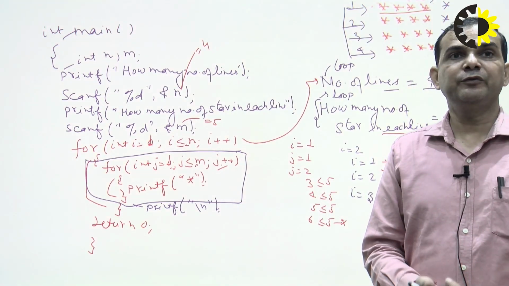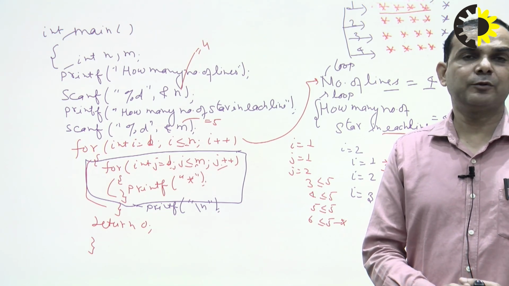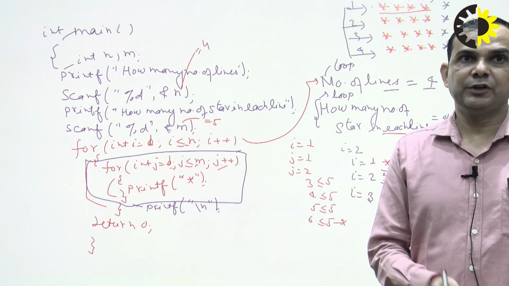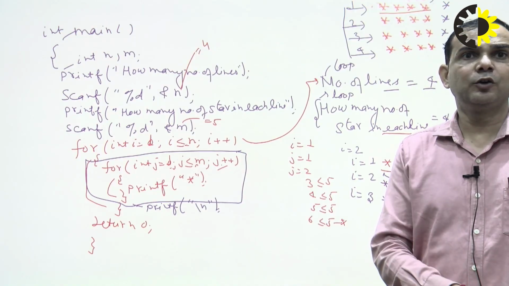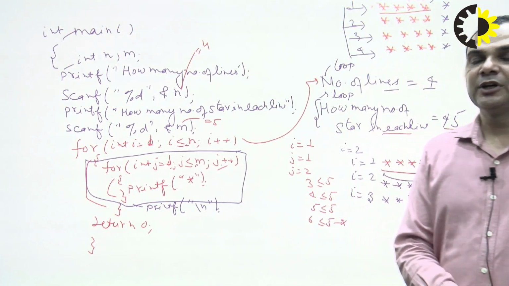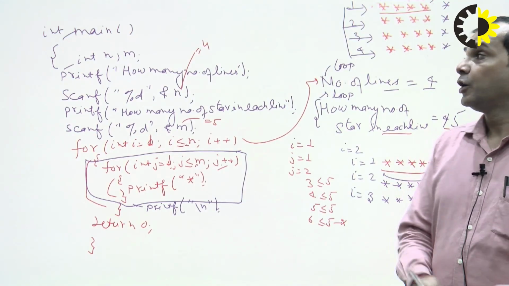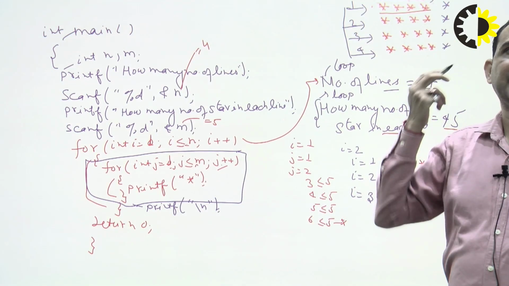Second, what we want to print in this line. So we use another loop. So we can say that we are using two types of loops. One is for the number of lines, and the second is for what we have to print in each line.